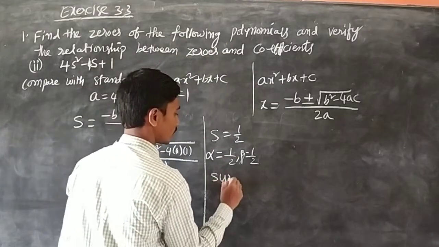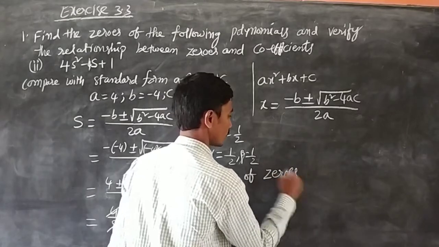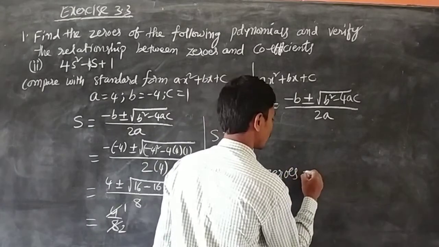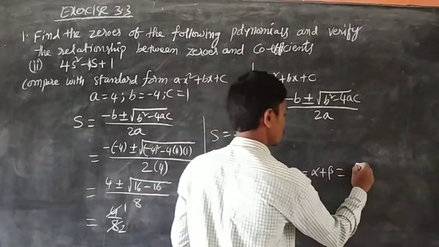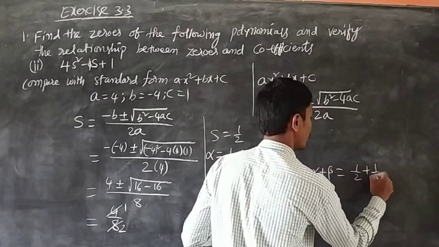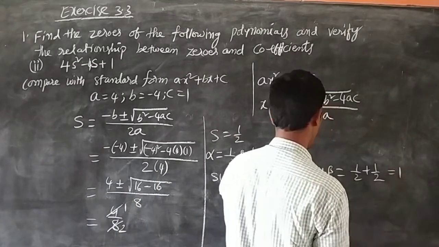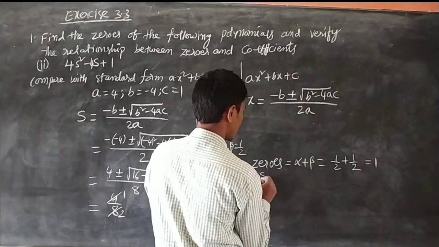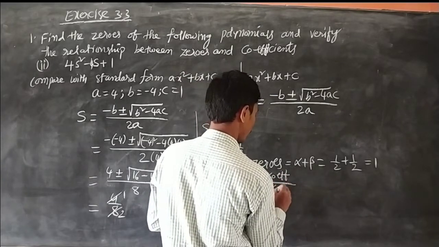First, sum of zeros. That is equal to alpha plus beta is equal to 1 by 2 plus 1 by 2. 1 by 2 plus 1 by 2 is equal to 1. Here minus of s coefficient by s square coefficient.